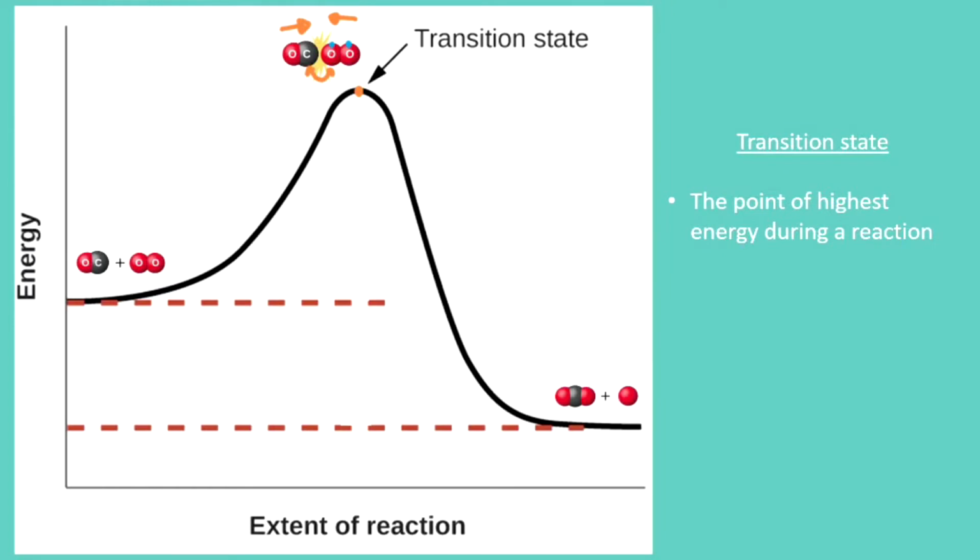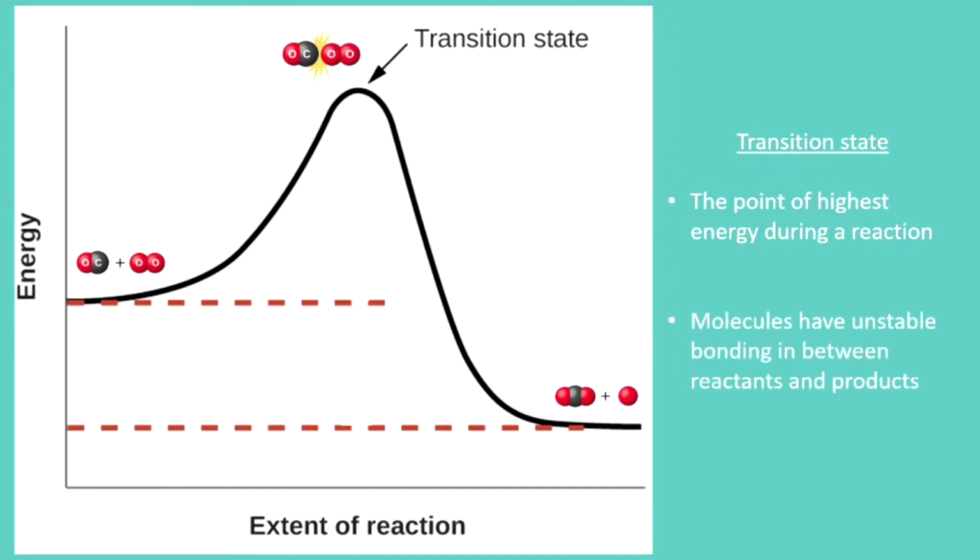Well, that's what we need to do to go forward to our products, but it's actually a really unstable in-between state called the transition state. And so molecules have unstable bonding in between reactants and products in the transition state. And that's what makes them so high in energy. They have to get uncomfortable before they can get more comfortable.